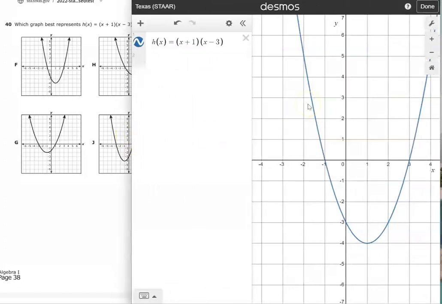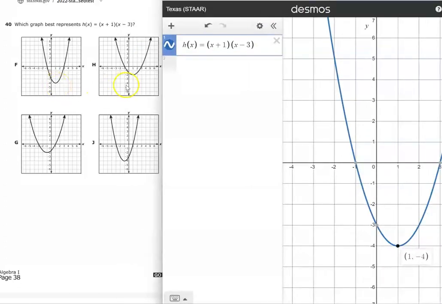It does appear that the vertex for this graph is falling in the 4th quadrant. You can actually click on the graph to see what the ordered pair is, and it's 1, -4. So looking at these answer choices, the first answer choice has a vertex at 1, -4. The second answer choice is G, and it has a vertex in the wrong quadrant, and so does J. H has a vertex in the correct quadrant, but it's not the correct vertex. So the correct answer choice for this problem would be answer choice F.